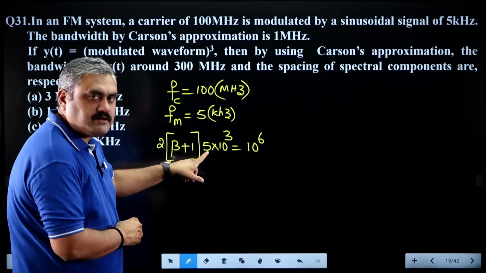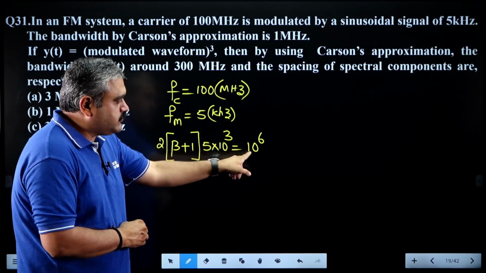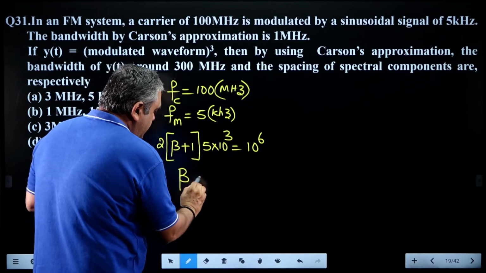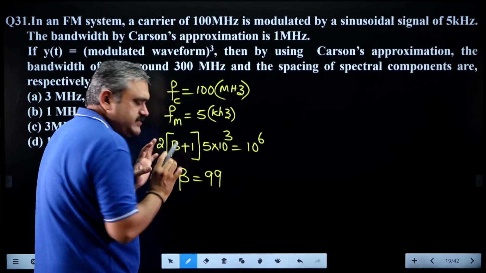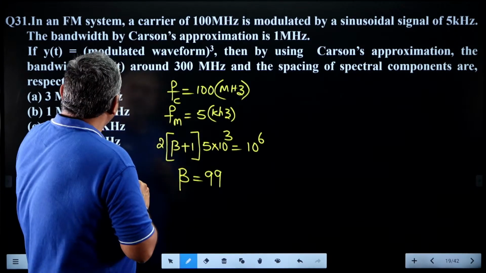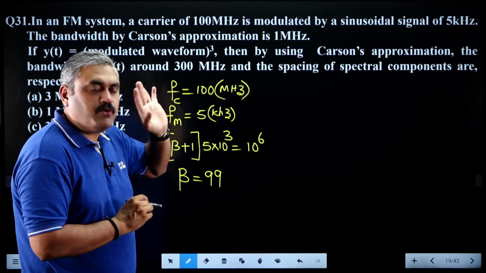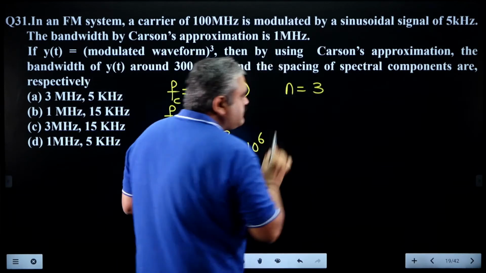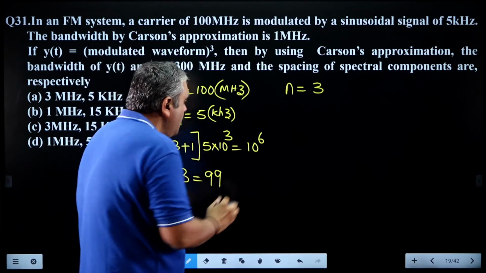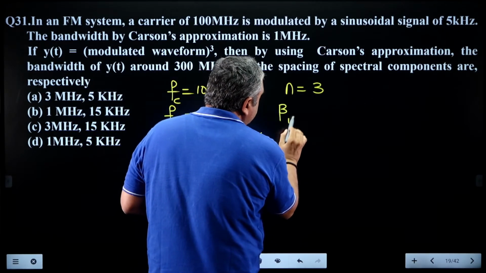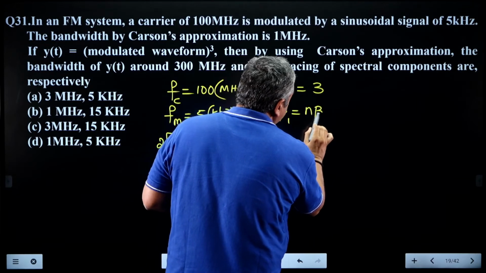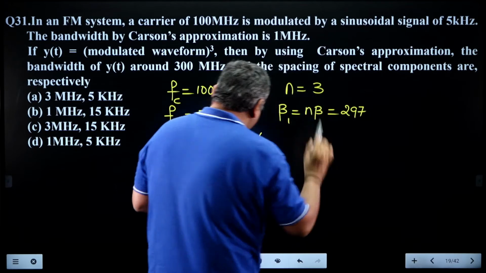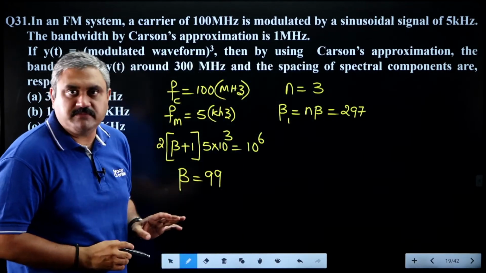You can see 2 into 5 becomes 10, 10 power 4. So 10 power 6 gets cancelled out. You will have 100 there. So the value of beta is 100 minus 1, 99. That's all. One step. Now what is he saying? If y of t is modulated waveform whole cube, what is the order of your device? It is a nonlinear device of order 3. Then what will be the new value of beta? N times the original value of beta. So it is going to become 297, that is 99 multiplied by 3.